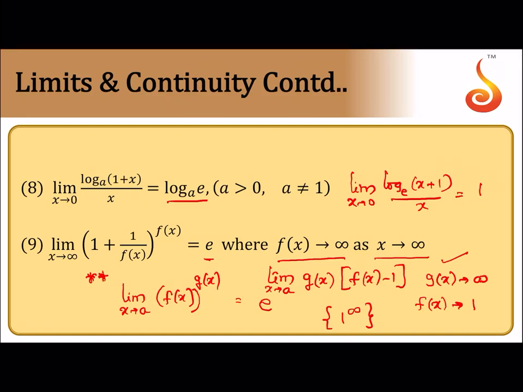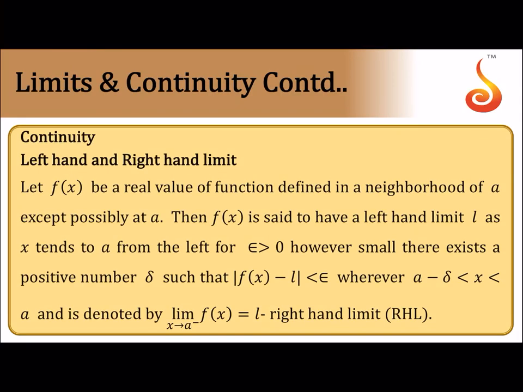Whenever f of x is tending to 1 and g of x is tending to infinity, we say 1 to the power infinity form. We write e to the power limit x tending to a g of x into f of x minus 1. So very important. You might expect this type of problems in the April and May months.